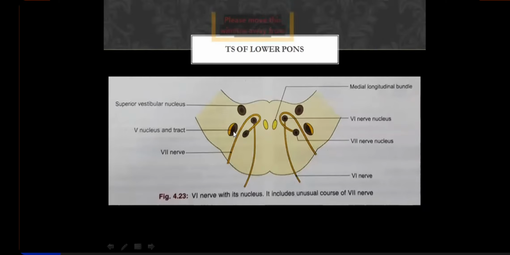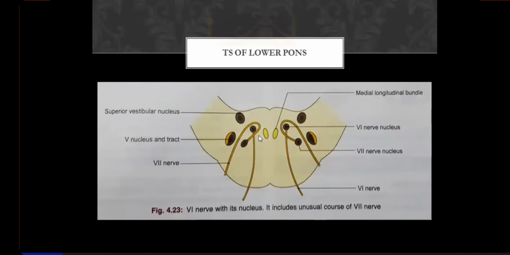Why? Can anybody tell me why they've shown it in 2 colors? Trigeminal nucleus, unlike other nuclei you see, which are all black colored, this one has a shaded area. Why is this colored in 2 different colors? Trigeminal nerve nucleus. Anybody? Very good, Kirti. So it is the motor nerve nucleus.